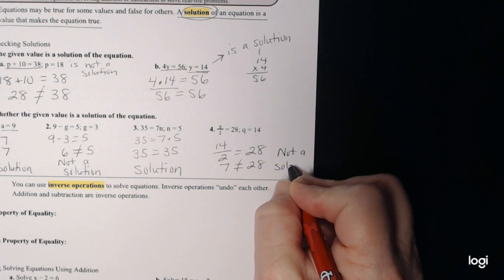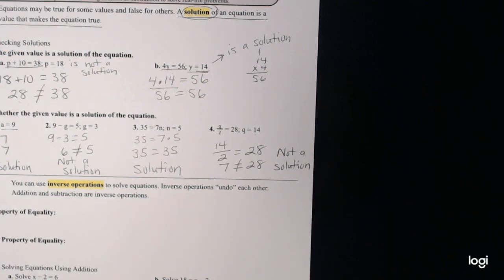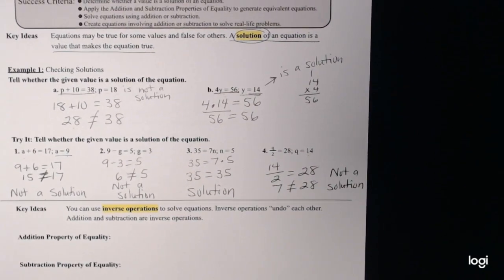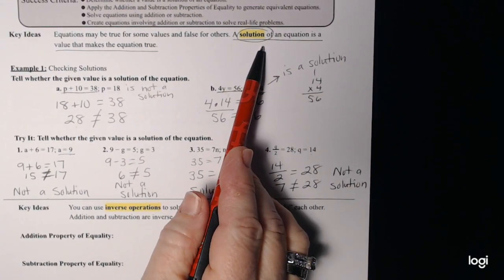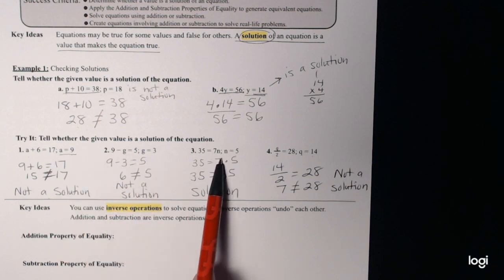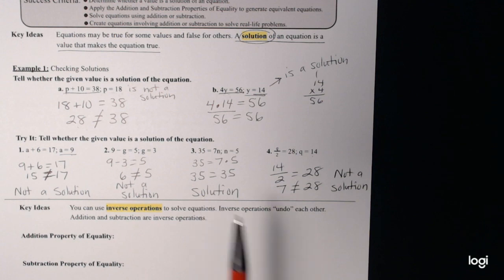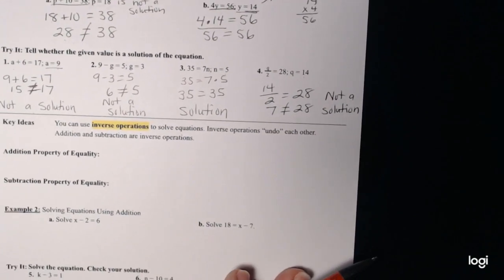Not a solution. All right, so we kind of have learned what the word solution means. Solution means whatever we were given for the variable, g equals 3, a equals 9, that value works. That is considered a solution. We were able to solve the problem.